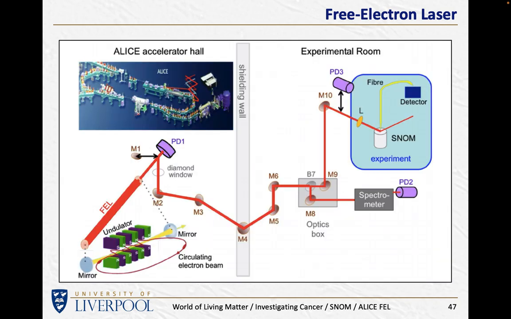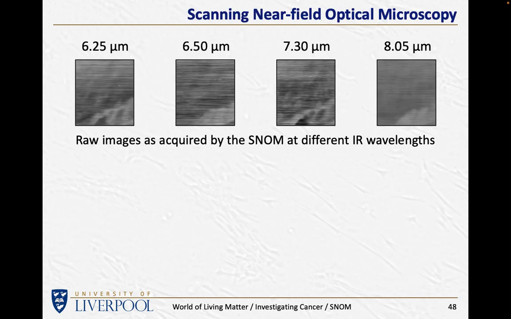We sent the light from the free electron laser bouncing through a number of different mirrors onto a microscope. This is another example of a scanning microscope. This particular one is called a SNOM, a scanning near-field optical microscope. Again, we're not going to worry about the details. It's just another way of doing microscopy using infrared radiation. And we asked ourselves, if we radiate a piece of tissue at different wavelengths, do we see anything different, or does it look the same at all wavelengths?